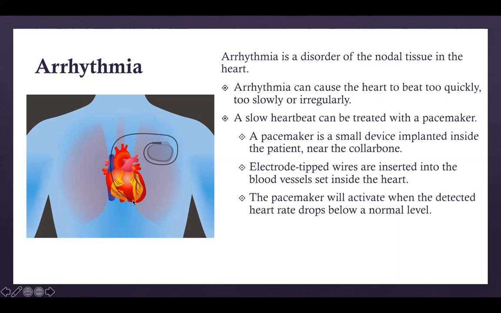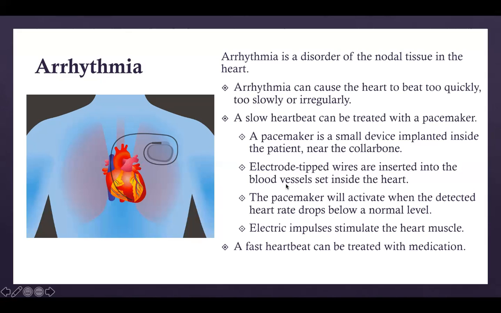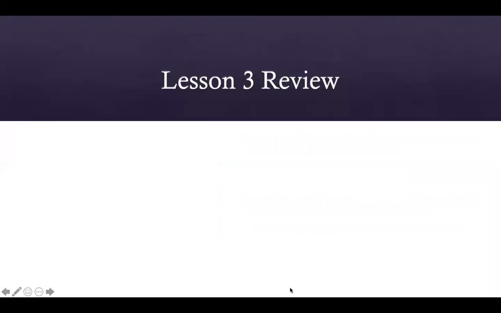So the pacemaker is going to be monitoring your heart rate, and it's going to detect when your heart rate drops below a normal level. It's going to pick up on that, and it's going to stimulate your SA and AV nodes to fire, and that's going to increase your heart rate. If you have arrhythmia to the other degree, where your heartbeat is too fast, that can be controlled with medication, whereas a slow heartbeat is not as easily treated with medication.